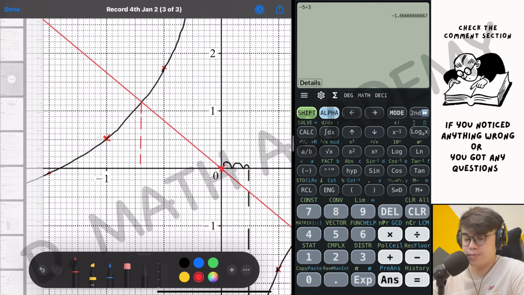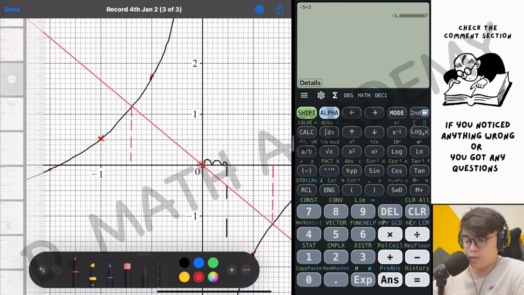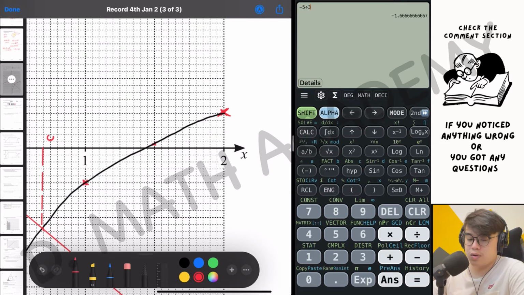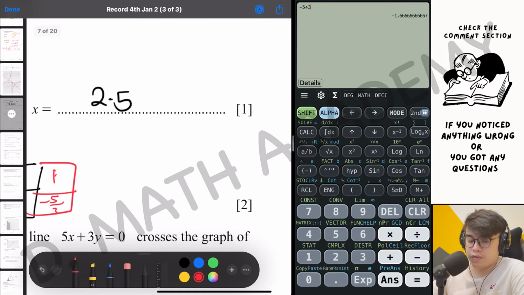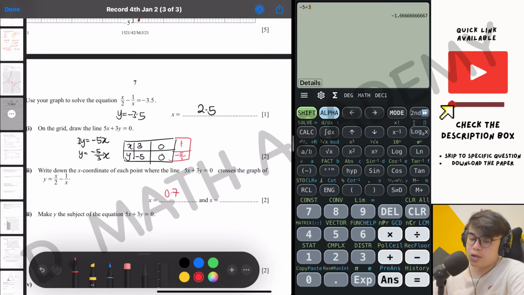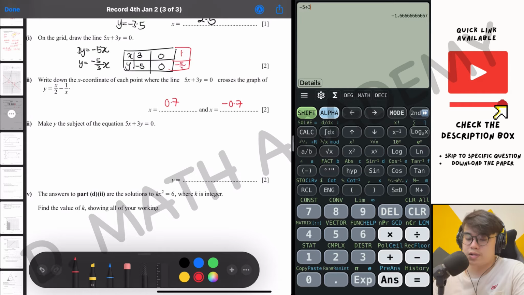So to find the respective answer, here was your negative 0.5. Go through another 4 boxes. That will make it negative 0.7 and 0.7 here. So the answer for this will be 0.7 and negative 0.7. Now make y the subject for this, we already did it. It is negative 5/3 x.